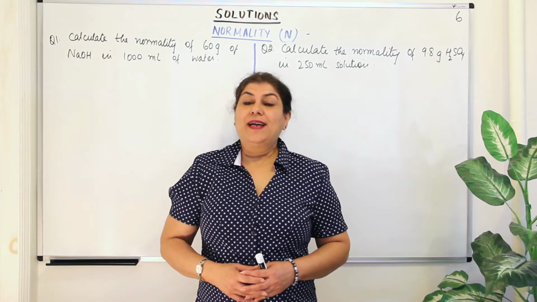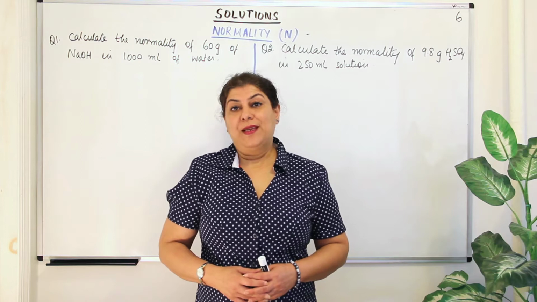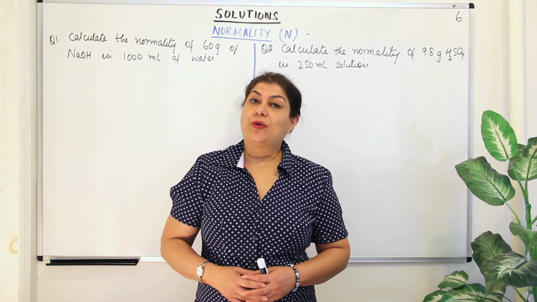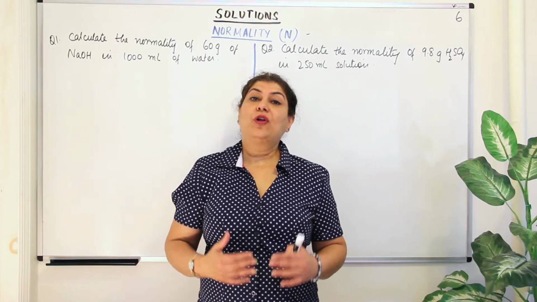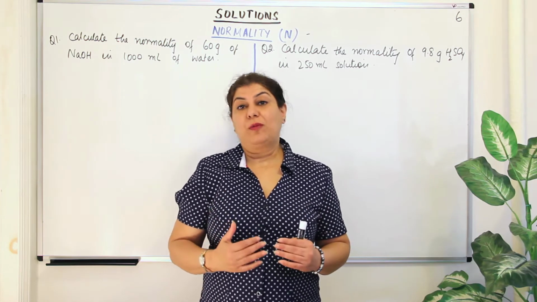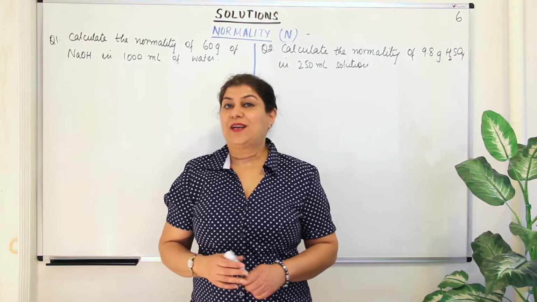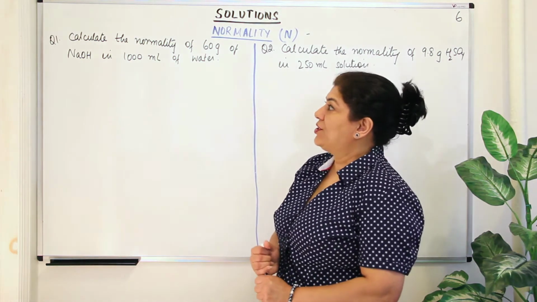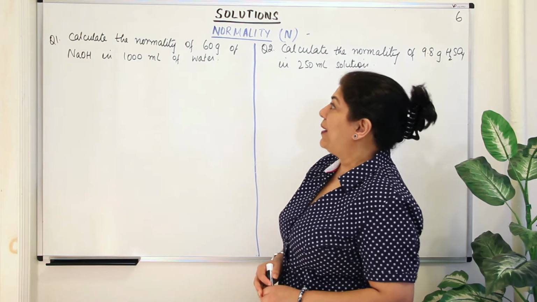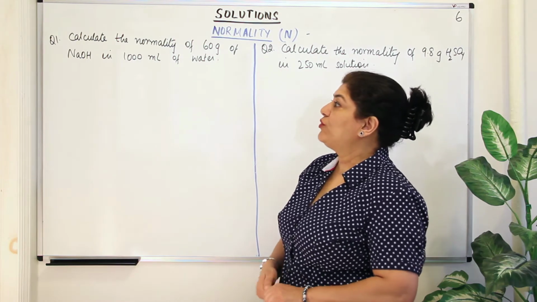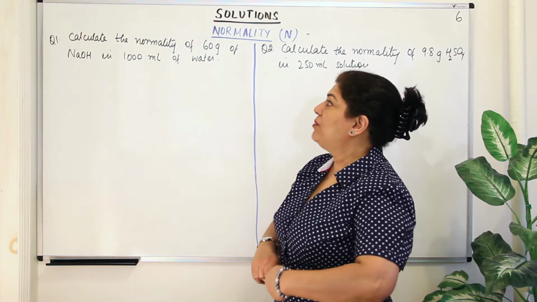In part 5, I told you about normality. The topic of this video is also normality, and in this video I am going to solve 4 numerical problems on normality so that you understand the topic better. Let us start with the problems. The first question is that you have to calculate the normality of 60 grams of sodium hydroxide in 1000 milliliters of water.